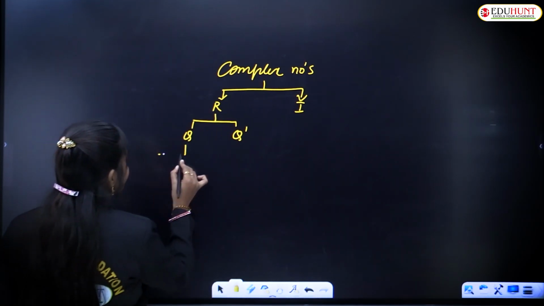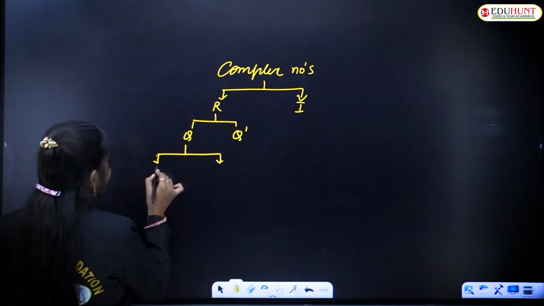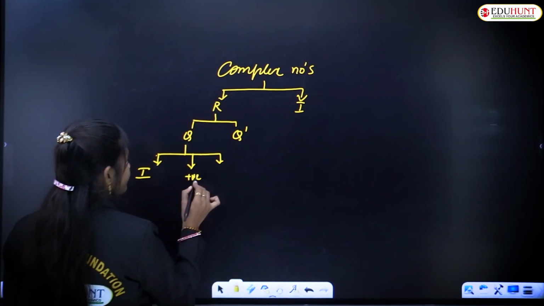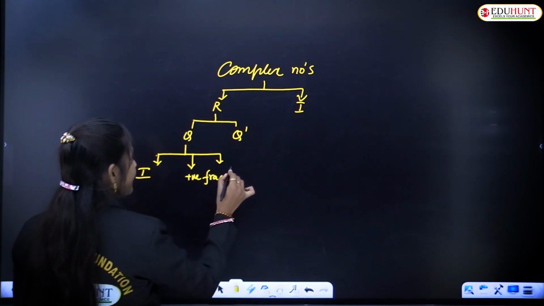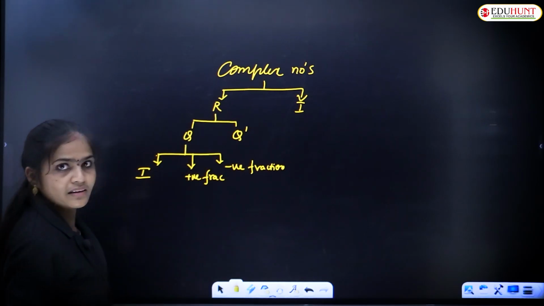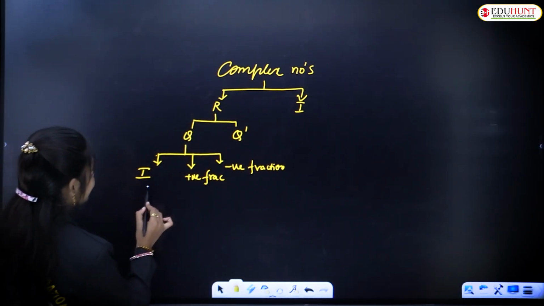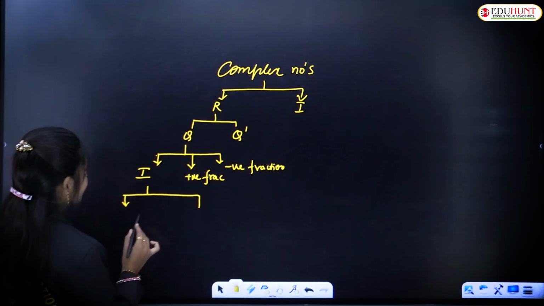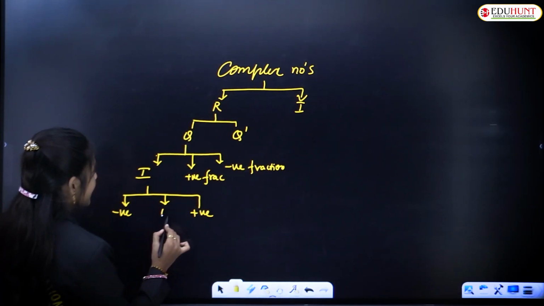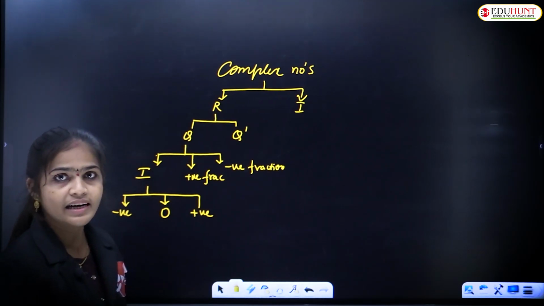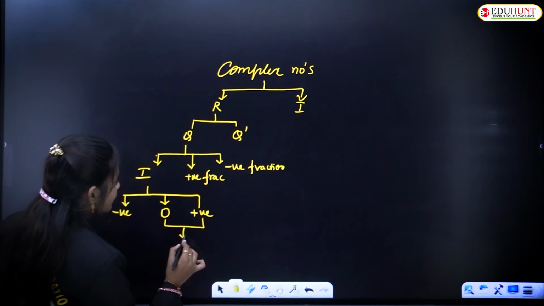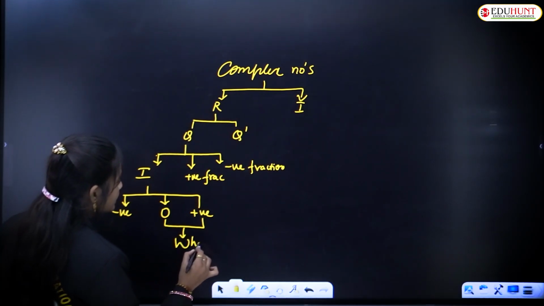And rational numbers means the combination of integers, positive fractions, and negative fractions also. That is about rational numbers. In integers we have negative numbers and positive numbers, along with 0. And 0 and positive numbers make the set of whole numbers.